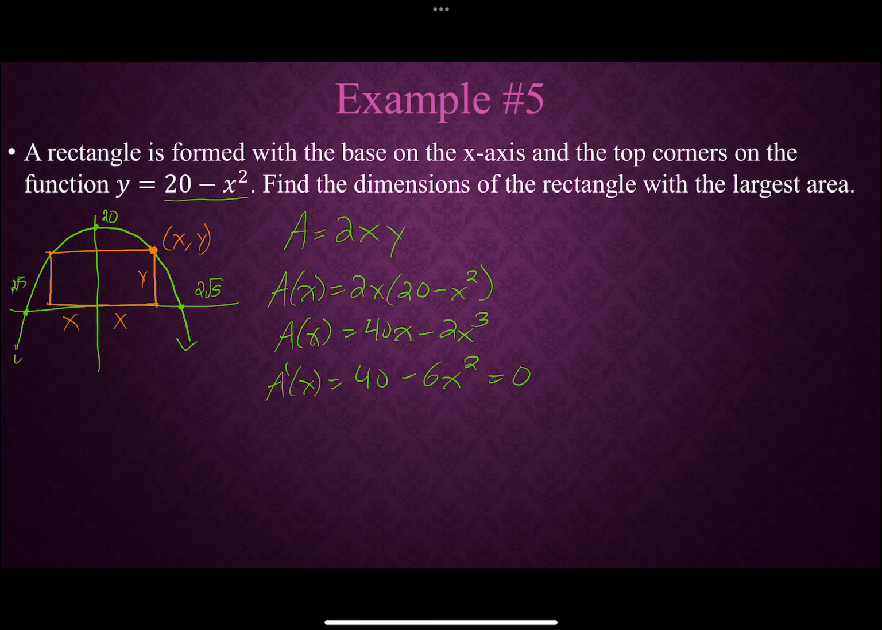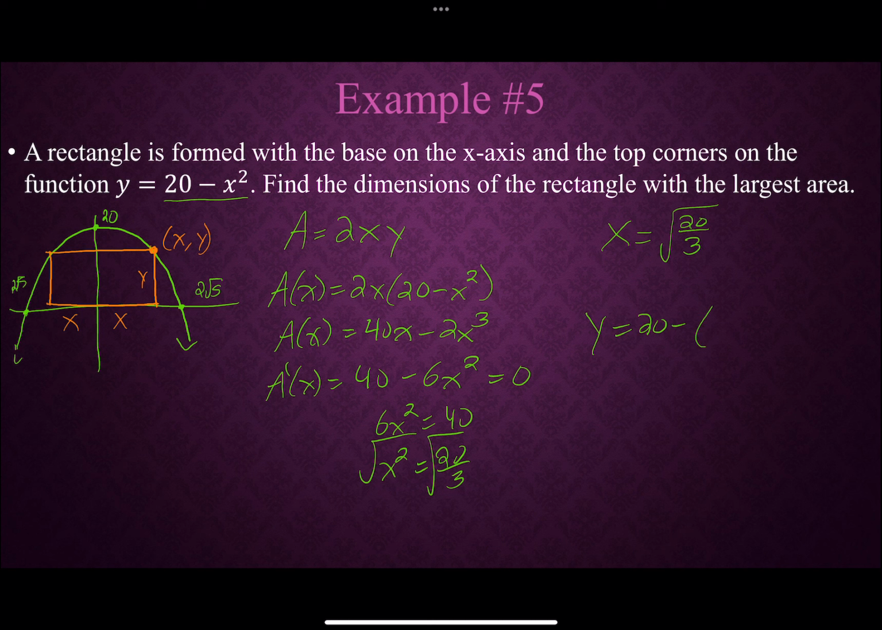Now we go ahead and set that equal to 0. So that would give us 6x squared equals 40. x squared would equal 20 over 3. And the square root of that, well, we'd get positive and negative. Obviously, when it's negative, that accounts for the negative side here. Positive accounts for the positive side. So either way, that's our value of x. It's the square root of 20 over 3. We're going to leave it like that in the exact form.